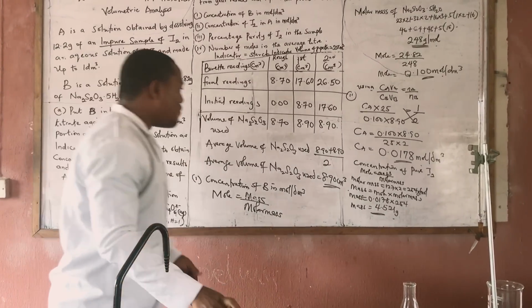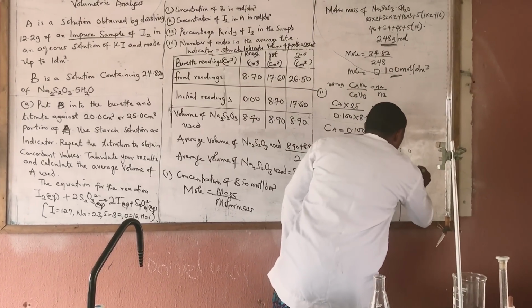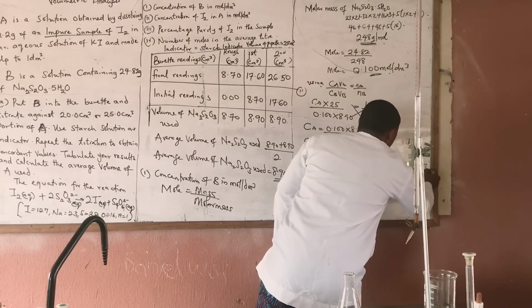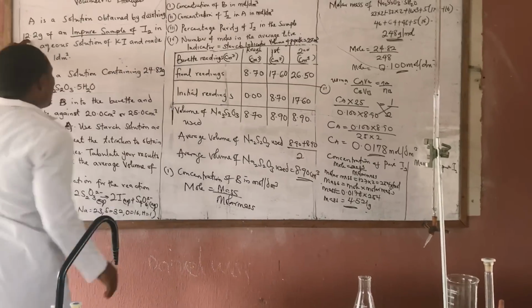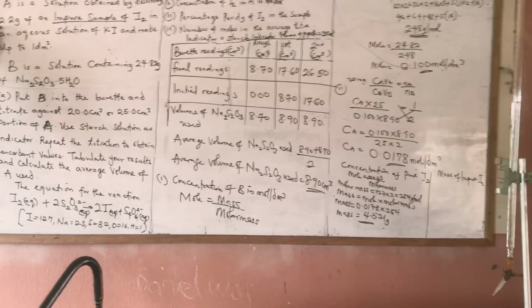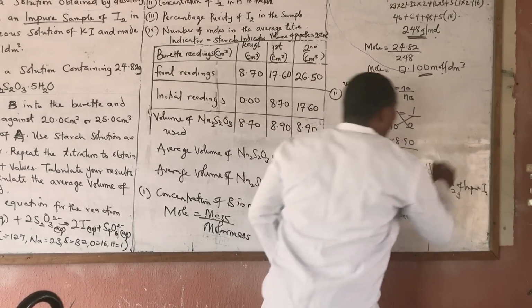Okay, let's see the mass of the impure now. Let me do it here. The mass of the impure iodine. How do we get that? They are giving us the mass in the question. Guys, you can see that now. They are giving us the mass in the question, which is what? 12.2 gram. Can we see that?